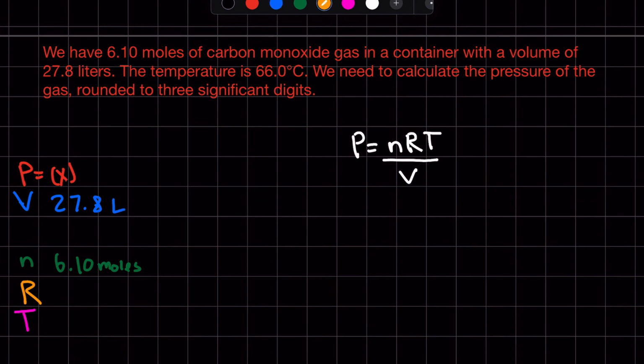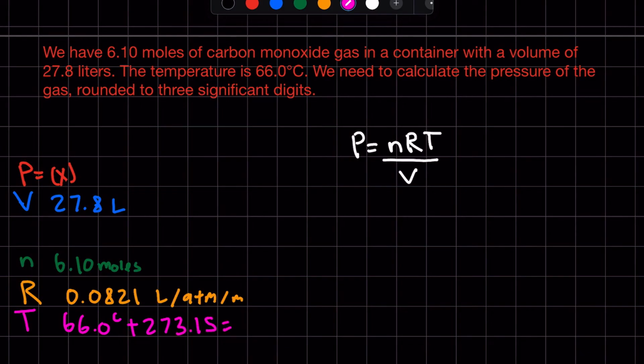And then R, this is the ideal gas constant, and this is always going to be 0.0821, and then it's going to be liters atmosphere per mole Kelvin. I don't think I have space for that, but that's what it's going to be. And then we have our T, which is 66, but remember, we have to get it to Kelvin, so we have to do 66 plus 273.15, and that new value is going to be 339.15 in Kelvin, and then we don't know our pressure yet, so that's what we're solving for.